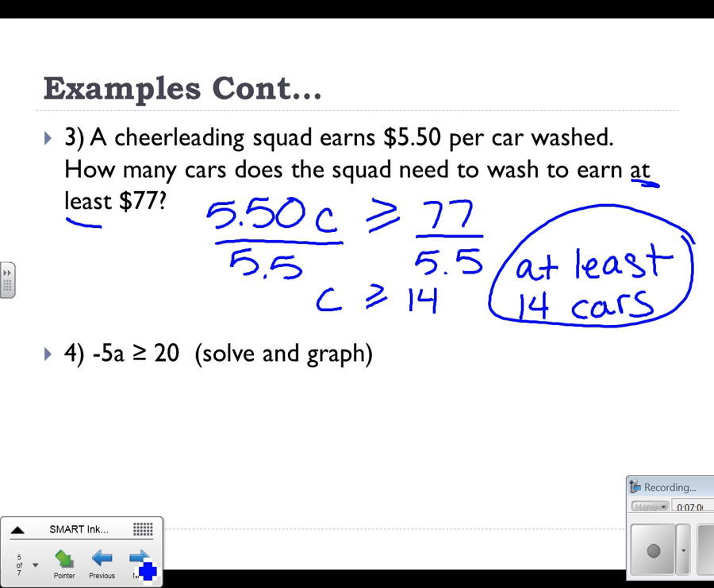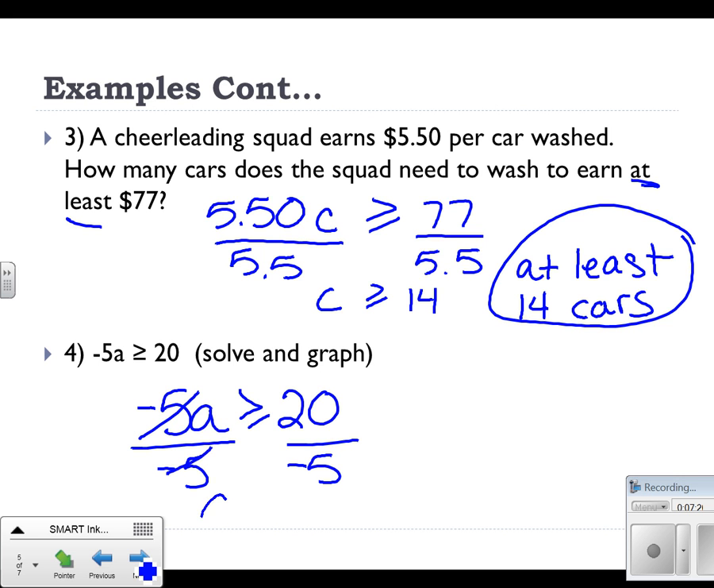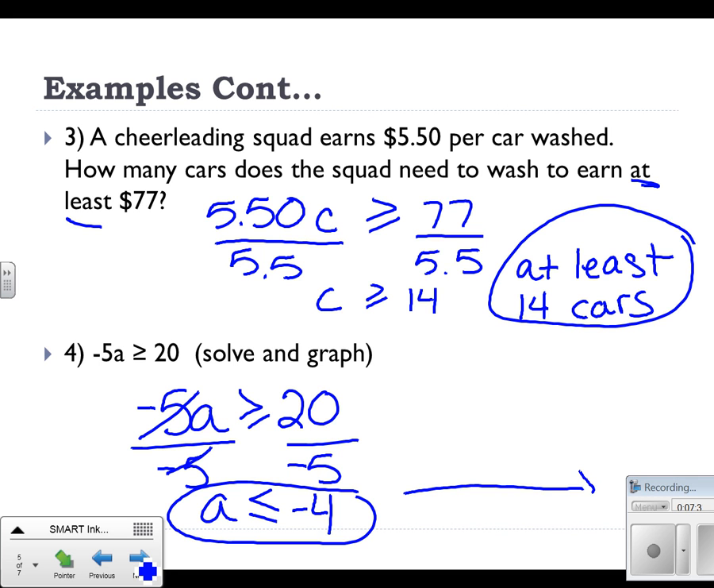Negative 5a is greater than or equal to 20. So if you have negative 5 times some number a is greater than or equal to 20, if you divide both sides by negative 5 to isolate the a, reverse the sign since you're dividing both sides by a negative, negative 4. So anything less than or equal to negative 4. So our graph, closed circle, and less than or equal to negative 4 would be shaded to the left. Find something that is shaded, plug it in, and you will see it works.